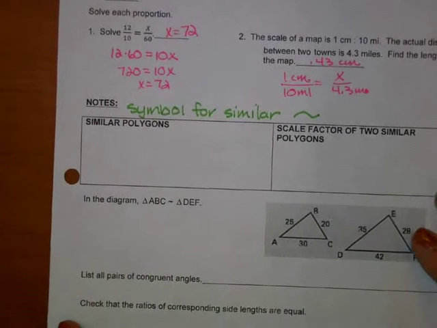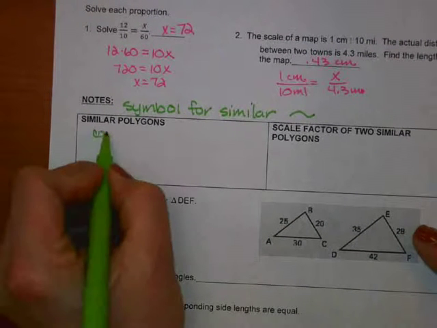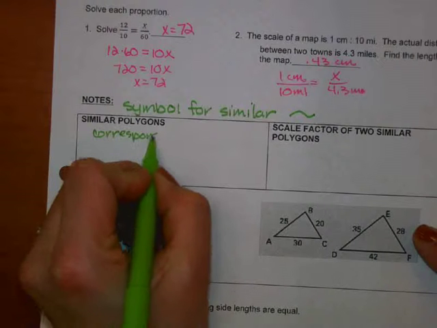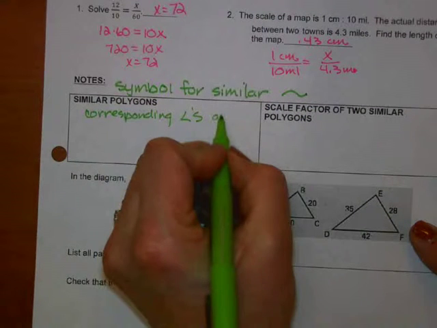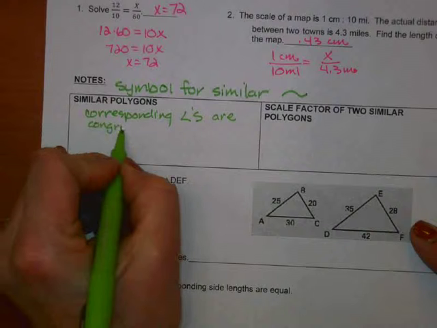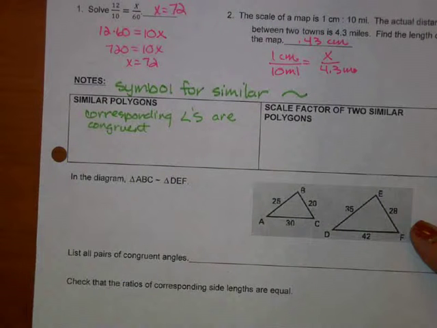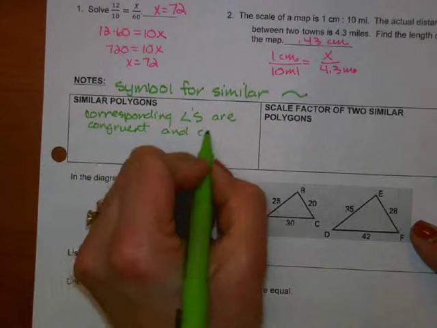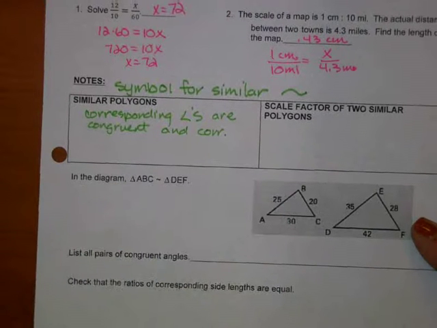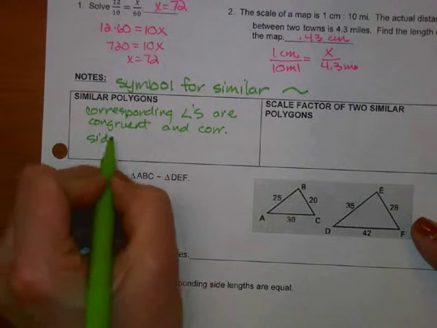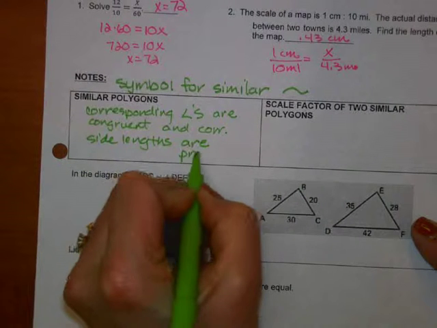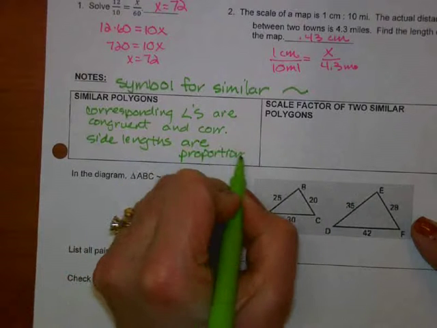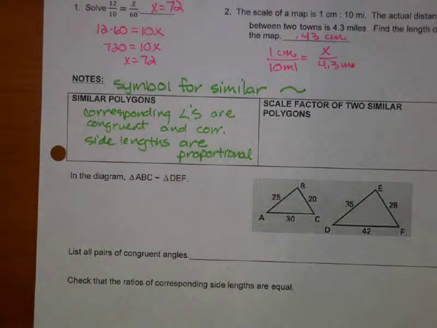So, if you have similar polygons, what that means is that the corresponding angles are congruent. Corresponding means what? They're in the same spot, position. Yeah, position. And corresponding, I'm going to abbreviate, corresponding side lengths are proportional, not congruent, proportional. Because we're talking about similar polygons today. They're not going to be exactly the same size, correct? All right.